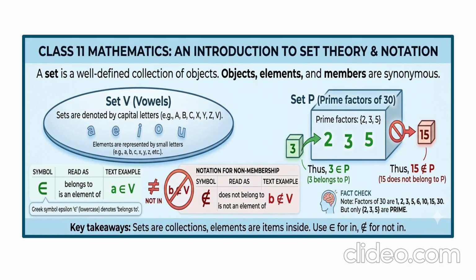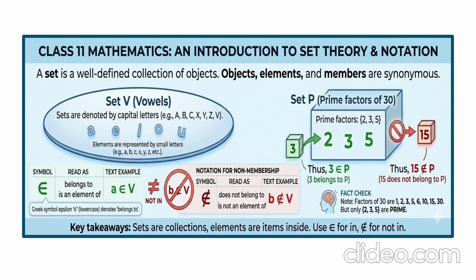We are taking the examples of vowels and prime factors. First, we'll talk about vowels. When we are talking about the set of vowels, we'll write it as a capital V, because capital V shows the set of vowels. And the set of vowels has A, E, I, O, U. These are elements, and these elements will be denoted by a small letter. We'll write a set in a capital letter and elements in small letters.